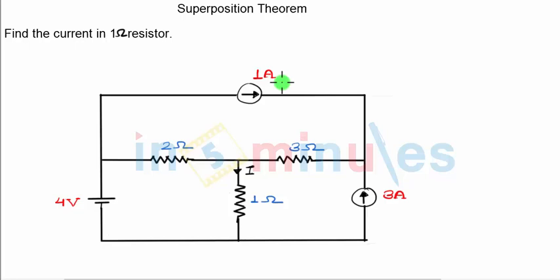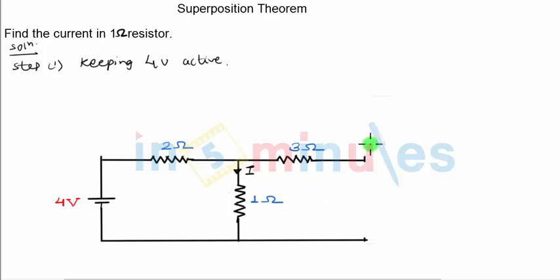So let's start with step 1 and see what will be the equivalent circuit diagram to find current only for the 4 volts voltage source. I'm saying keeping 4 volts active. Keeping 4 volts active means the other sources must be replaced. Let us replace the two current sources with open circuit. If you do that, you can see both the current sources have been open circuited, removed from the circuit, and this is the equivalent circuit that we get. So now we find out the value of current I.